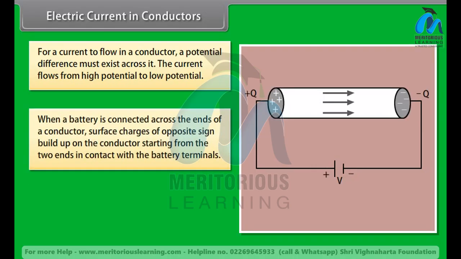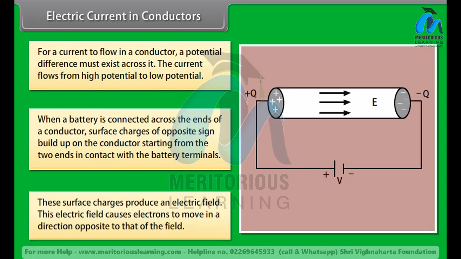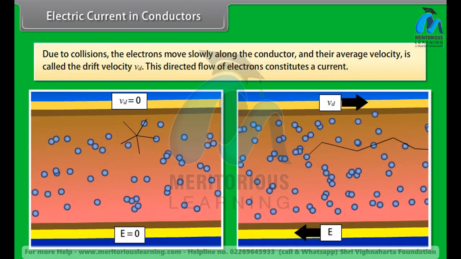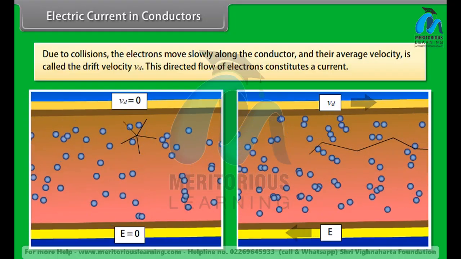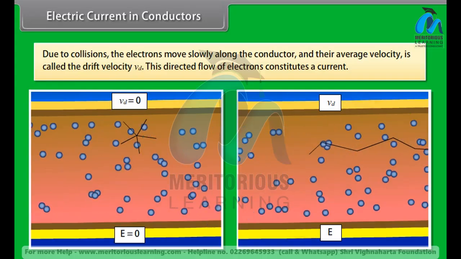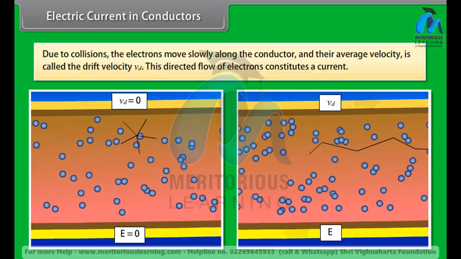When a battery is connected across the ends of a conductor, surface charges of opposite sign build up on the conductor, starting from the two ends in contact with the battery terminals. These surface charges produce an electric field. This electric field causes electrons to move in a direction opposite to that of the field. Due to collisions, the electrons move slowly along the conductor and their average velocity is called the drift velocity Vd. This directed flow of electrons constitutes a current.